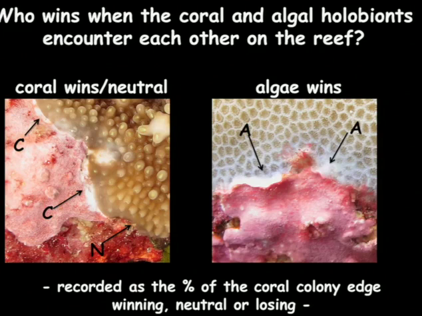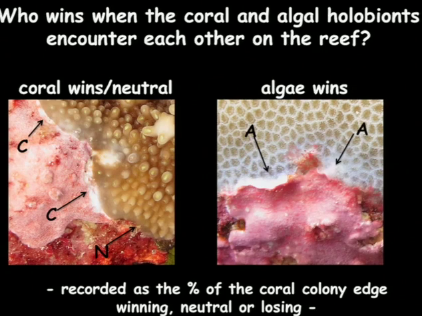Okay? And if you do this, you get really good at just telling, here's where a coral is growing over the top of an algae, here's where the coral and the algae are neutral, so they're growing right next to each other, and here is where an algae is basically attacking over the top of the coral.